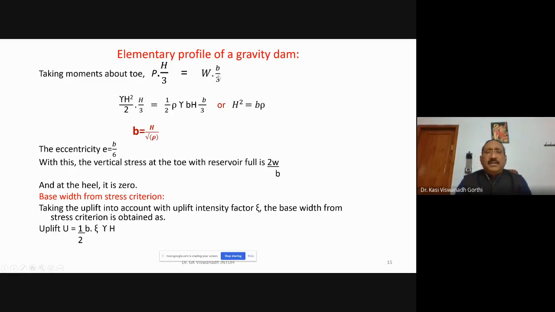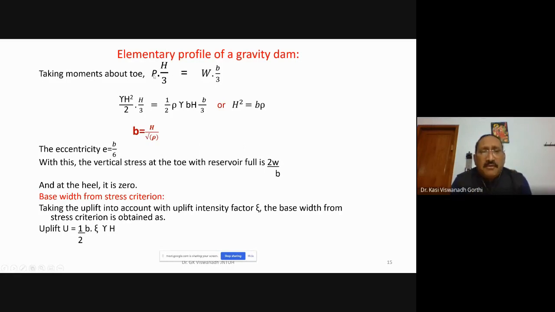B is the base width. W into B by 3. So why are we given the equal sign here? Because for the dam to be safe, the sum of all the resisting moments must be equal to the sum of the overturning moments. So P into H by 3 must be equal to W into B by 3.